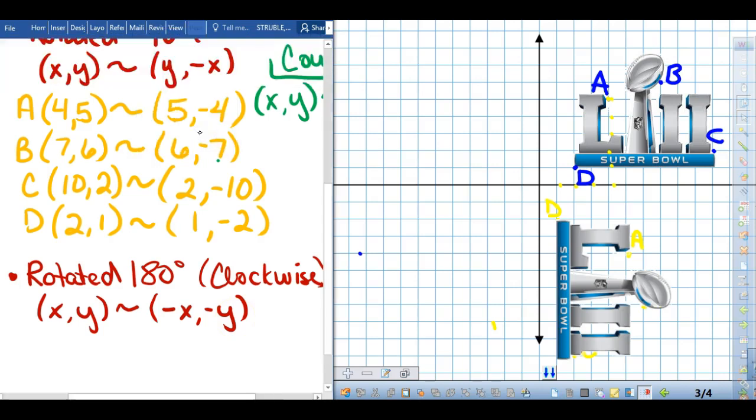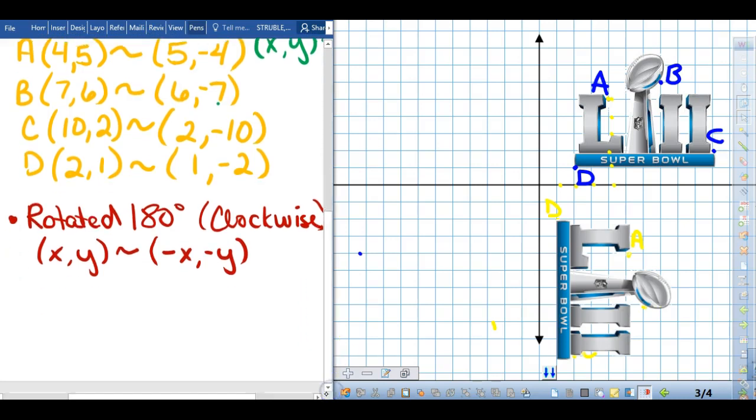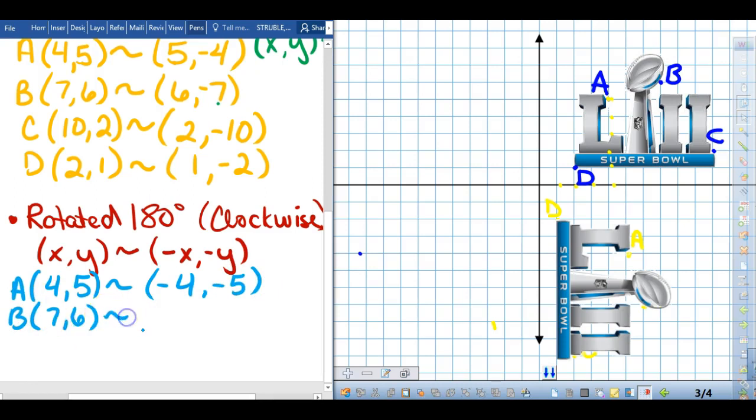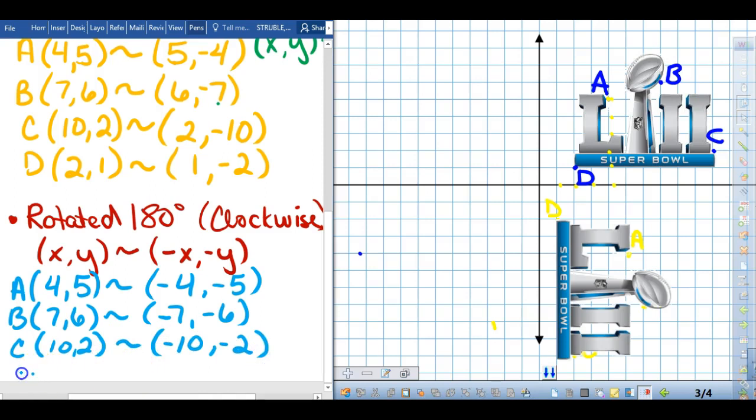Let's get going on these ones. All right. So A, again, I'm starting with the original A is 4, 5. That's going to instead be -4, -5. B is the original image is 7, 6. This rotated 180 degrees clockwise image is going to be -7, -6, and so on and so forth for C and D. Okay? They just changed their signs.